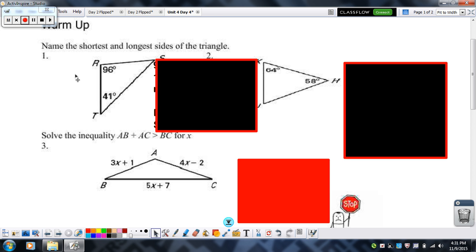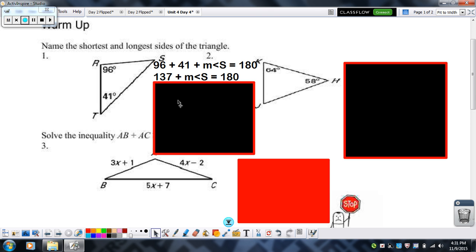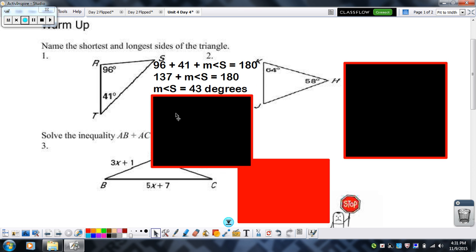Number 1 says to start by finding the shortest and longest side of the triangle. In order to do that, the first thing we have to do is look for the missing angle here. I know that all interior angles of a triangle add up to 180 degrees. So I'm going to say 41 plus 96 plus the measure of angle S equals 180 degrees. Combine my like terms, 137 plus the measure of angle S equals 180. Subtract 137 from each side to get the measure of angle S is 43 degrees.